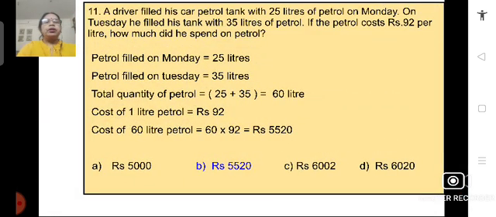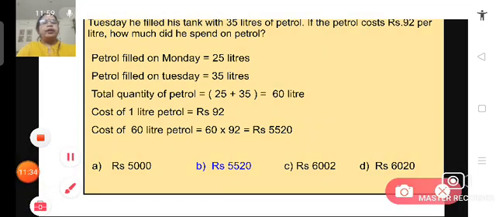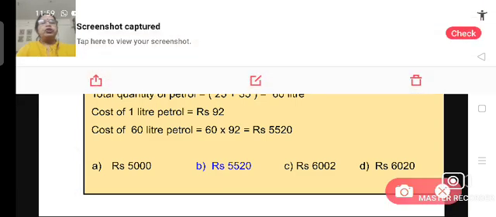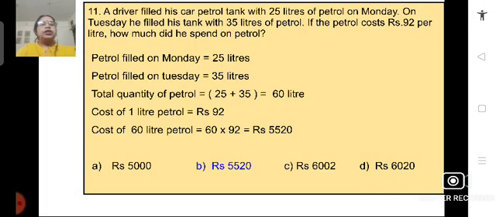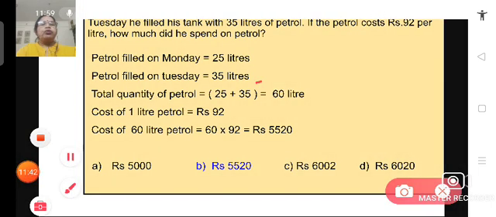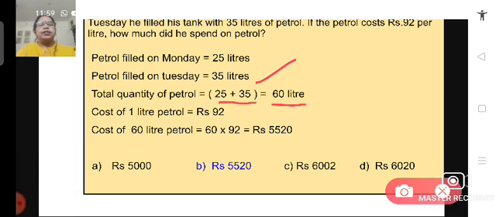Next question, question number 11. A driver filled his car petrol tank with 25 liters of petrol on Monday. On Tuesday, he filled his tank with 35 liters of petrol. If the petrol cost rupees 92 per liter, how much did he spend on petrol? So, the petrol filled on Monday was 25 liters. Petrol filled on Tuesday was 35 liters. So, what is the total quantity of petrol? It is 25 plus 35, that means 60 liters.